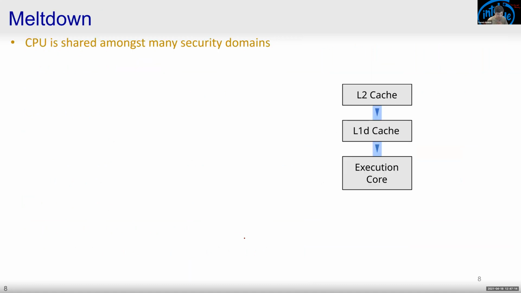So let's talk about Meltdown. We have a CPU, and it's a shared system among many security domains. What do I mean by that? Well, the CPU has an L1 cache, an L2 cache, an execution core.